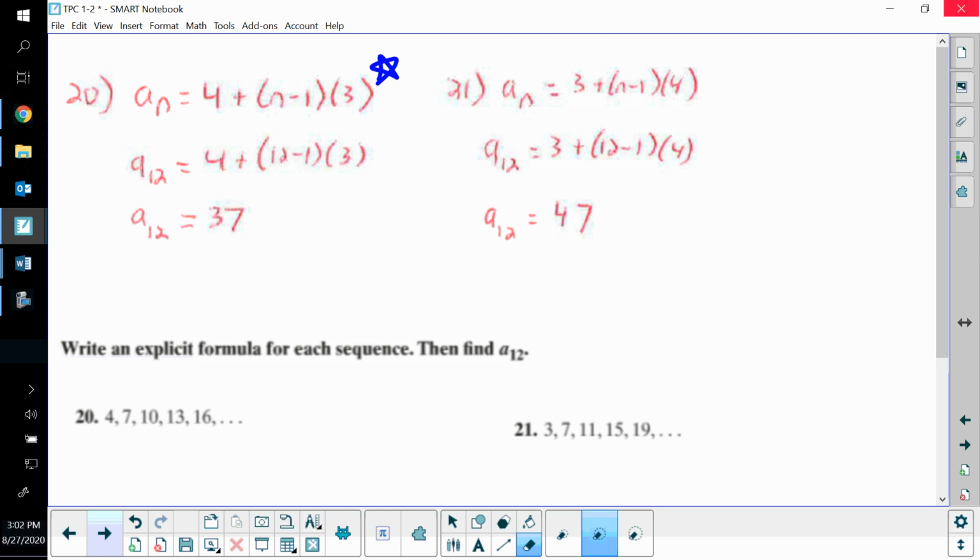In 21, we're adding 4 each time. We started with 3, so there's your A1 plus n minus 1 times your d. Hopefully you could do at least that. And then finding A12, just put 12 in for n, put it in your calculator, you get that 47 would be the 12th term.